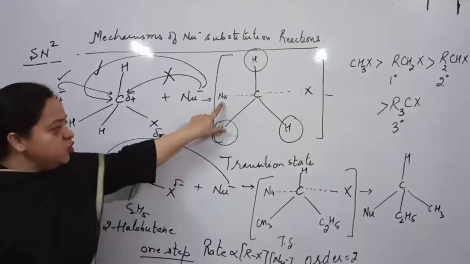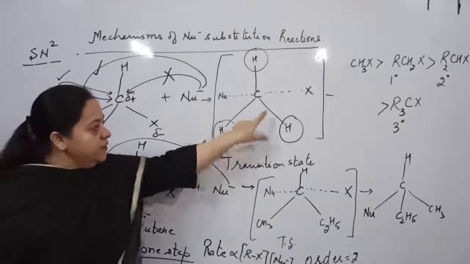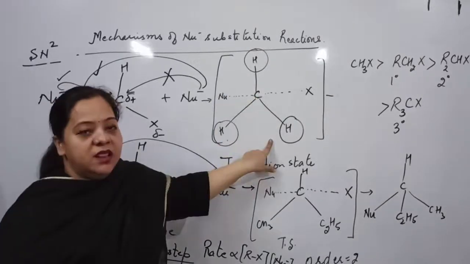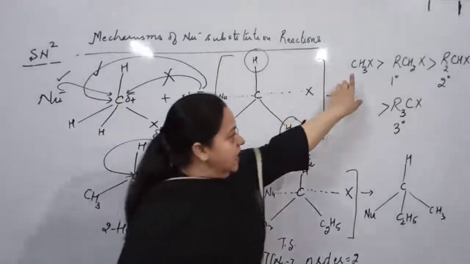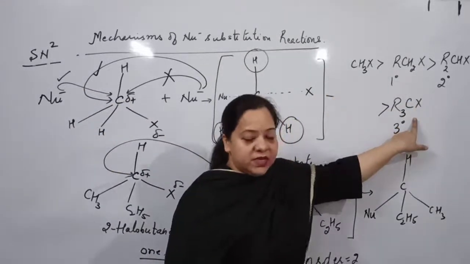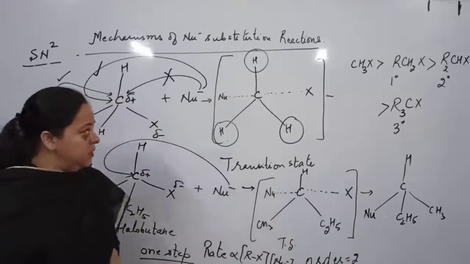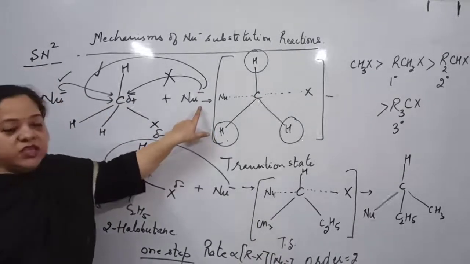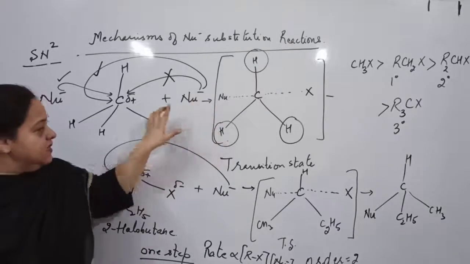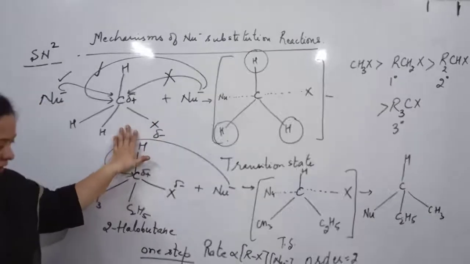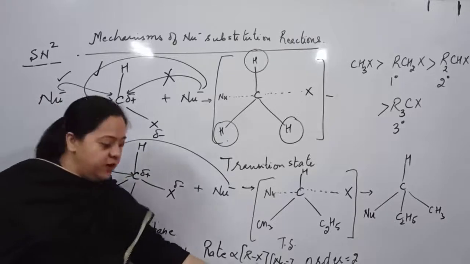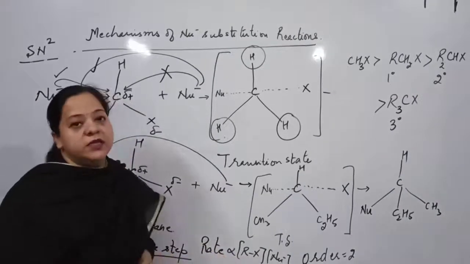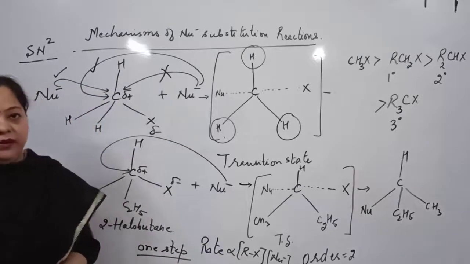As here in the SN2 mechanism, a 5-membered transition state is formed. The more bulky these groups, the less the reactivity. As the number of R groups increases, the reactivity decreases. This is for the SN2 mechanism. Again I repeat, it is a one-step process, simultaneous bond formation and bond breaking. The rate of the reaction depends upon both alkyl halide and nucleophile. That is, the order is 2. It is a bimolecular reaction.